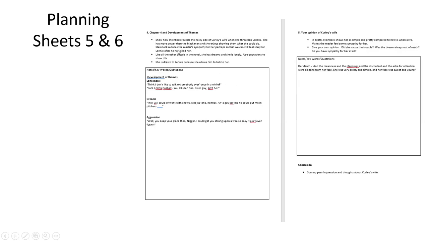Okay, and then you've got your fourth paragraph, which is about chapter 4 and the development of the themes around Curly's wife. We've got loneliness and dreams and aggression, and then we've got the final paragraph, your opinion of Curly's wife, and then a conclusion. Now, I would say that you don't have to do these sheets if you don't want to, but you do have to have a plan.